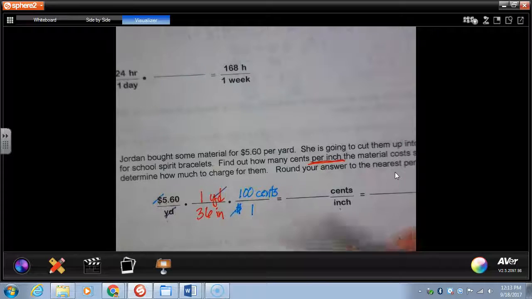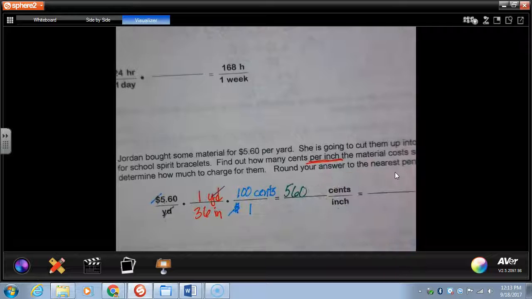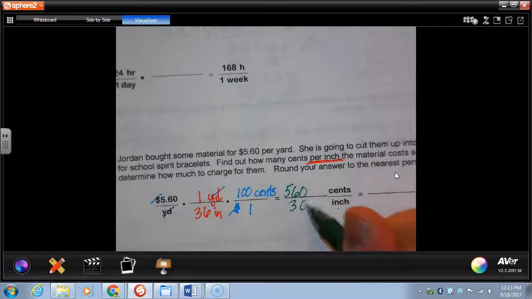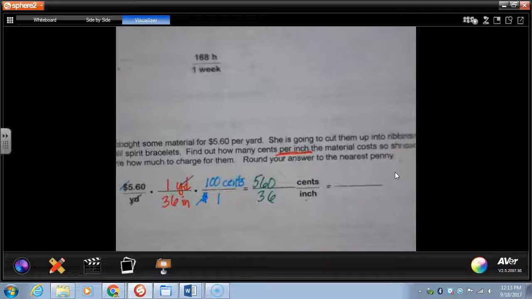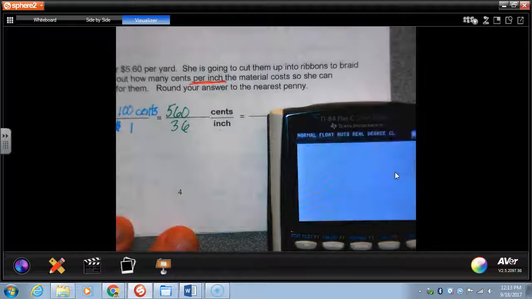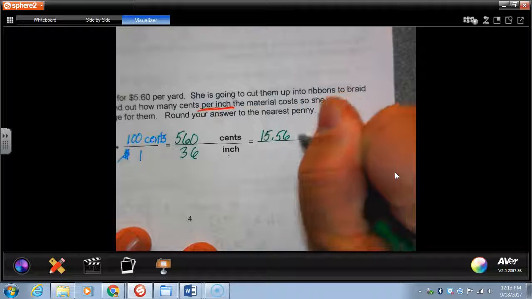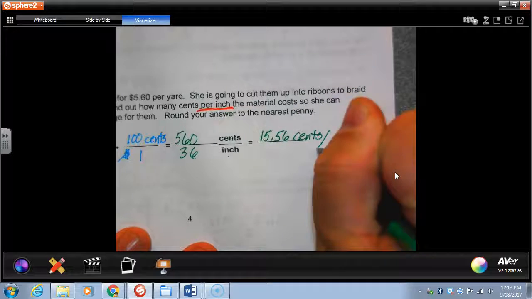So I multiply across. Gives me 560 cents per 36 inches. And if I put that in my calculator, 560 divided by 36, I get 15.56. 15.56 cents per inch.